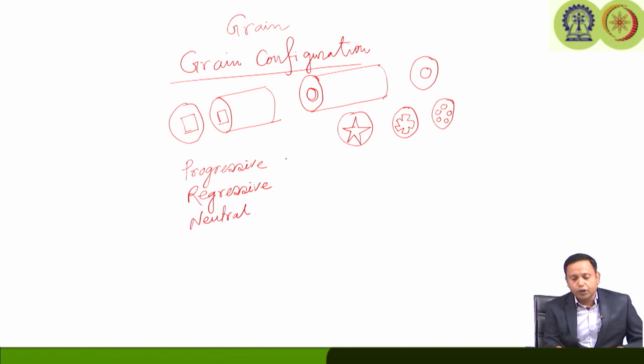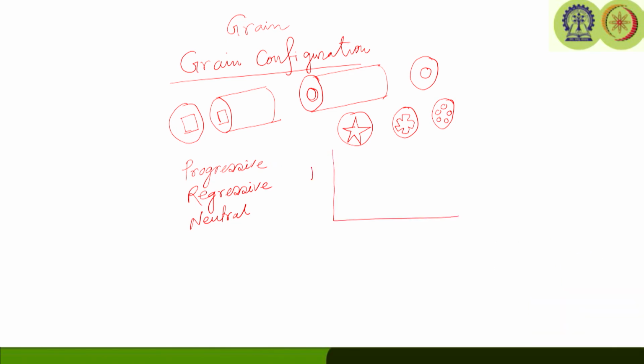As the name suggests, progressive means it increases with time. So, if you just simply plot the pressure or the thrust with time, we will see that the pressure or thrust is going to increase with time, like this. So, this is the progressive pattern.